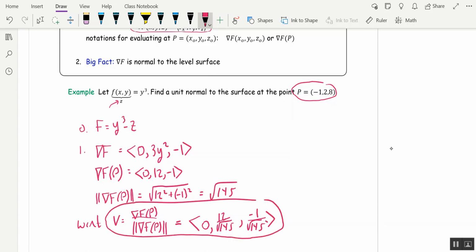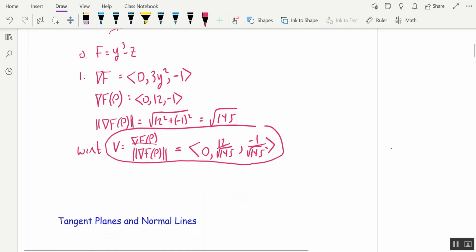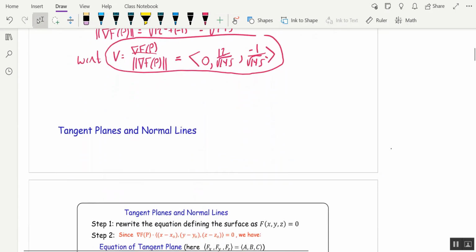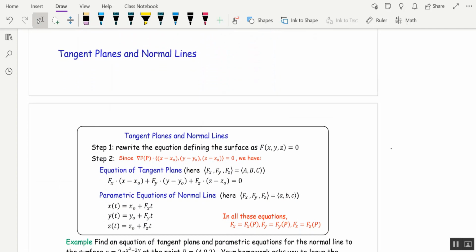Okay, now we can use the gradient to get equations for tangent planes and equations for normal lines. And here's how. Step 1 is to rewrite our surface as a level surface. That's what we did above. And step 2, since the gradient is normal to the surface, the equation of the tangent plane is defined here. And if we want the normal line, the gradient points in the direction of the normal line, so we can use the gradient as the coefficients of t in our typical formulas for the parametric equations of lines.